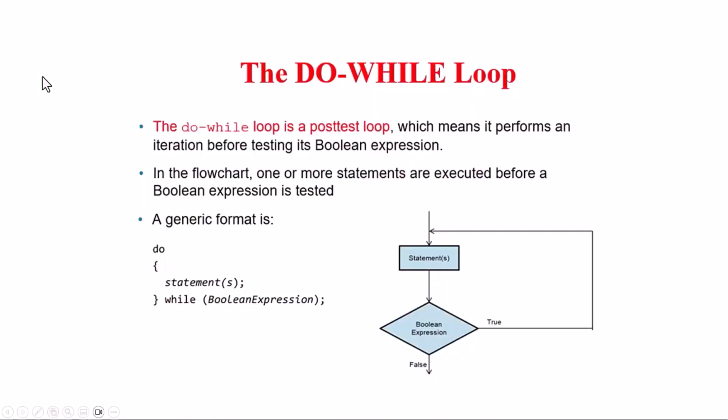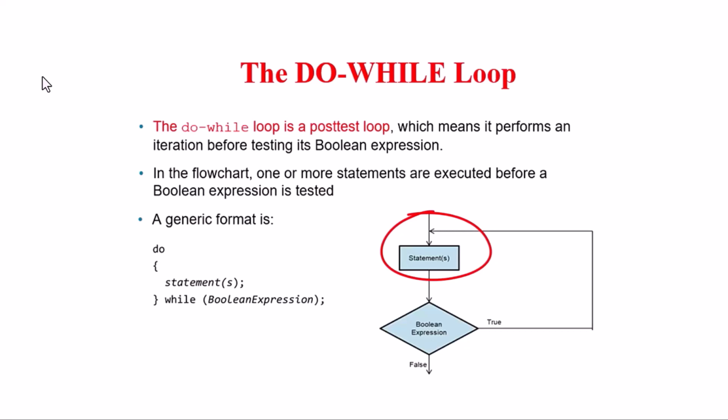Okay, let's take a look at our last loop. That's going to be the do-while loop. It's a post-test loop as opposed to the other two we've seen before. It means that it performs an iteration before testing the Boolean expression. So it's always going to do something first and then do the test. In the flowchart, you can see one or more statements are executed before a Boolean expression is tested.